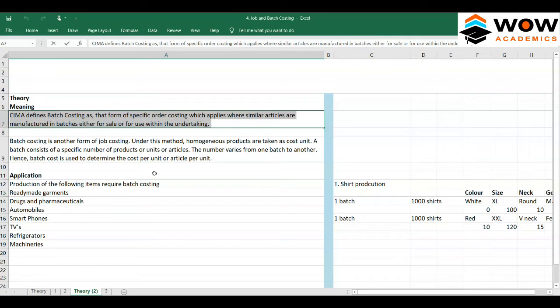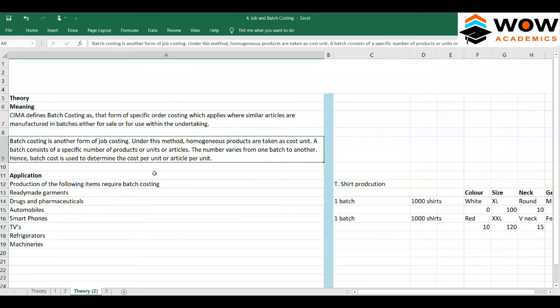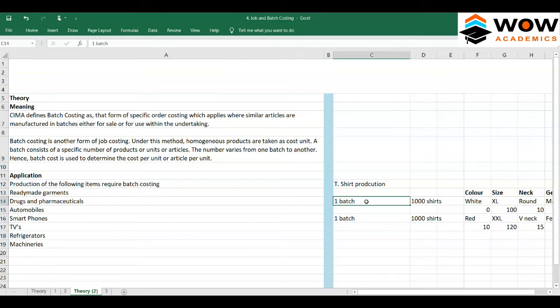Batch costing is another form of job costing. Under this method, homogeneous products, that means same products, are taken as cost units. A batch consists of a specific number of products, units or articles. The number varies from one batch to another batch. Hence, batch cost is used to determine the cost per unit or article. So this is about the concept here.